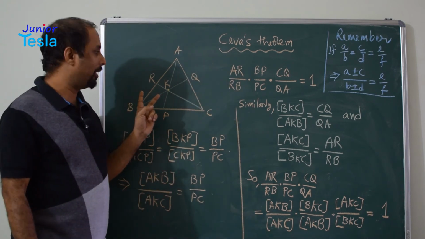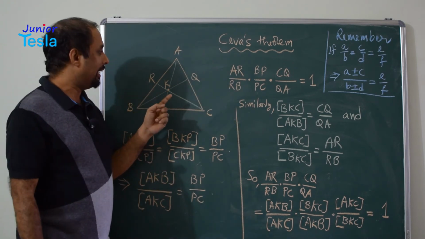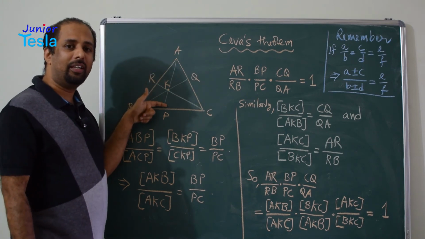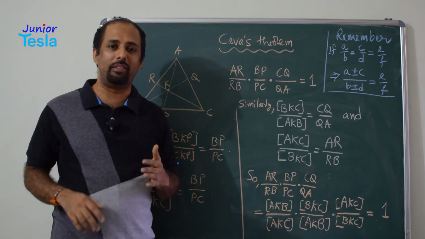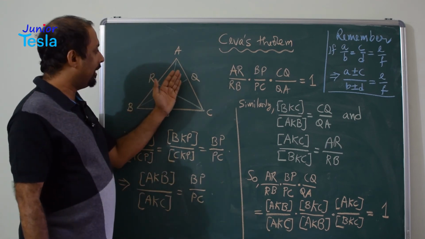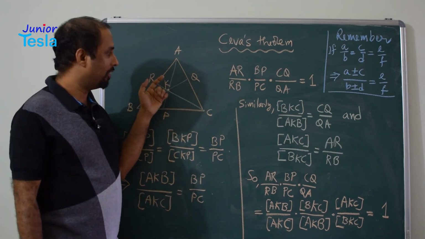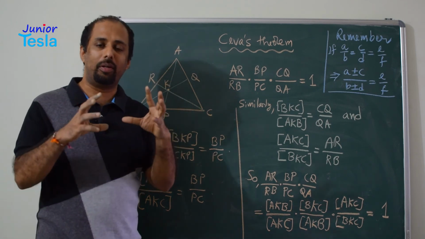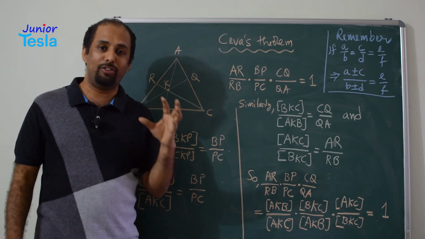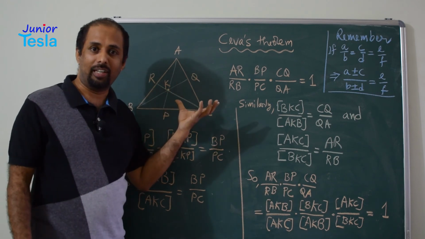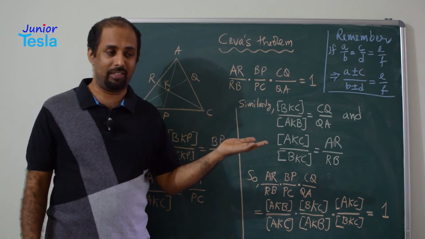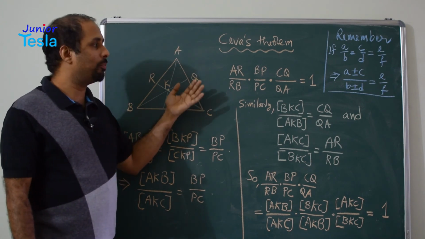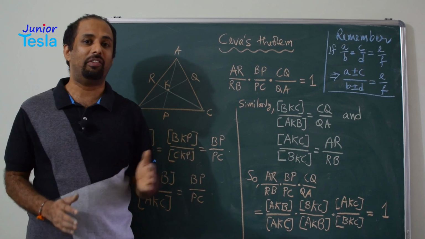Similarly, the second property that we are using here in this theorem is that if you take one line, AP, drawn in the middle of the triangle ABC, it is dividing the triangle into 2 parts or 2 triangles. So ABP and ACP are 2 triangles, or 2 parts of the same triangle. The ratio of these 2 portions is equal to the ratio of their bases, that is BP and PC. So these 2 properties are used here to prove Ceva's theorem.